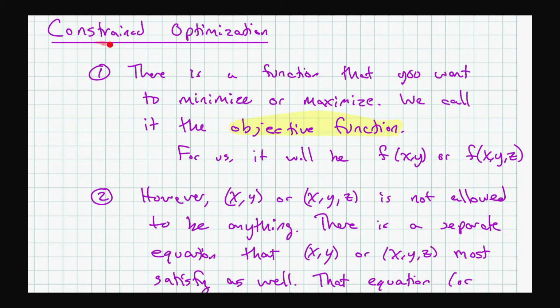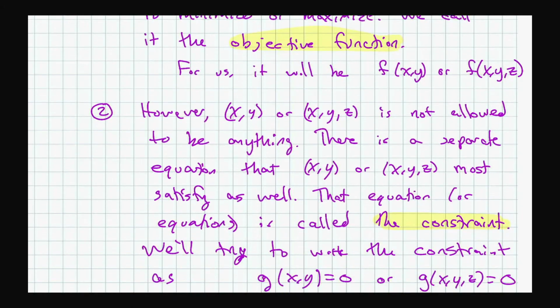However, this is constrained optimization. So there's a constraint. So what's a constraint? So the idea is that the (x, y) or the (x, y, z) is not just allowed to be any numbers. You can't use any x, any y, any z you want. There's going to be a separate equation. So not the objective function, another equation that (x, y) or (x, y, z) also has to satisfy. And so that other equation that they have to satisfy is what we call the constraint.